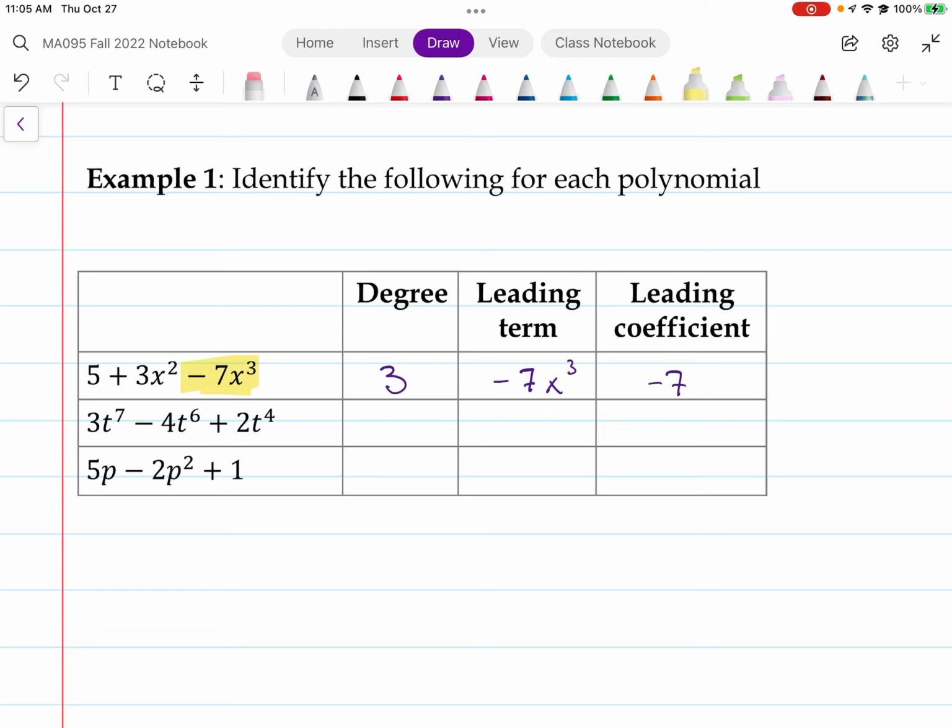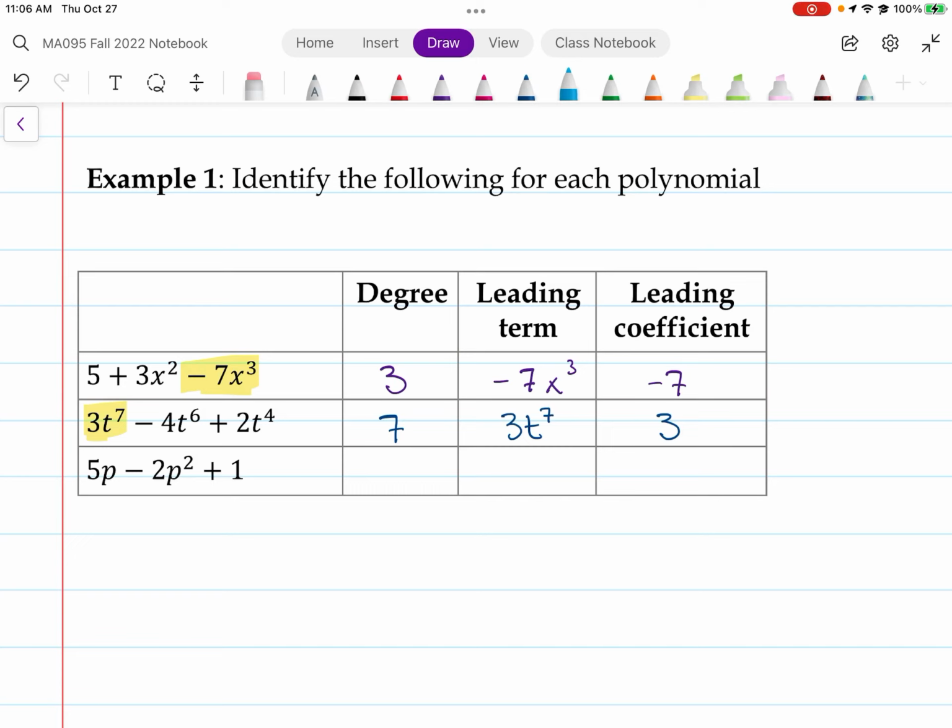All right, so hopefully you tried these. We've got 3t to the 7th is the highest degree term in this polynomial. So these are each called terms, remember. Each one is a term. So the degree of this is 7. The leading term is 3t to the 7th. And the leading coefficient is 3.